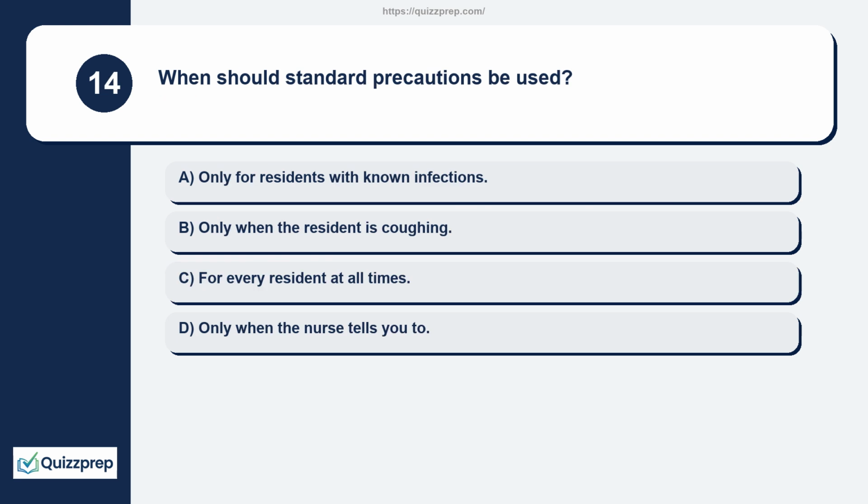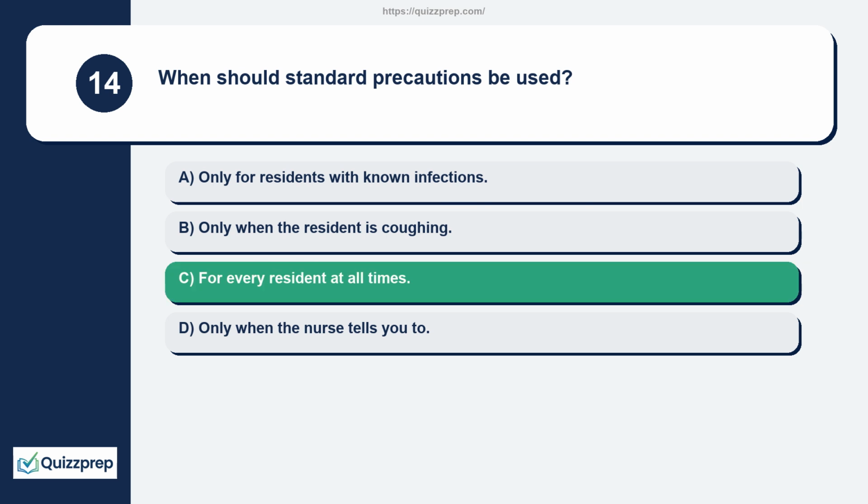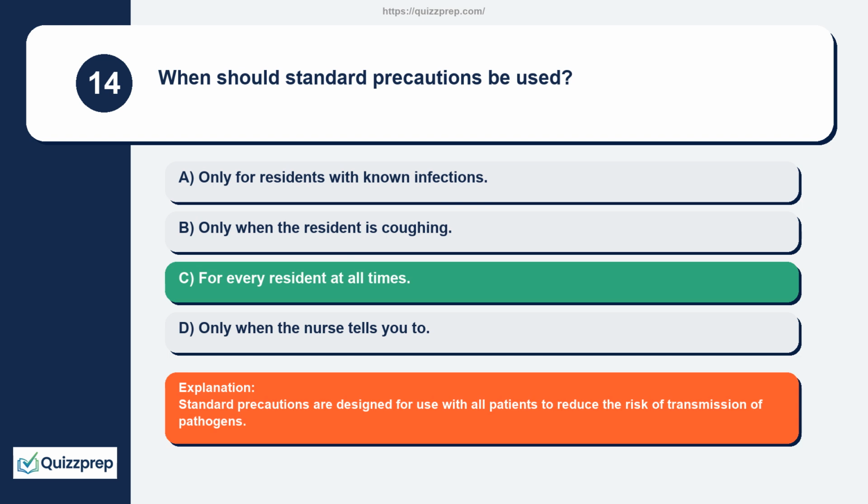Question 14. When should standard precautions be used? Only for residents with known infections. Only when the resident is coughing. For every resident at all times. Only when the nurse tells you to. Standard precautions are designed for use with all patients to reduce the risk of transmission of pathogens.